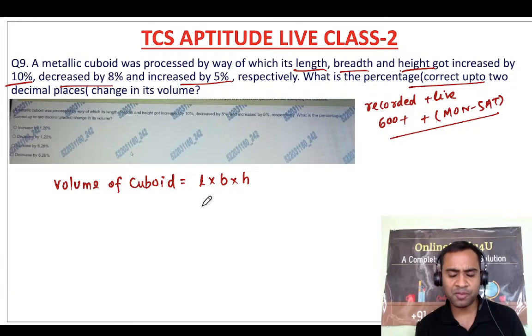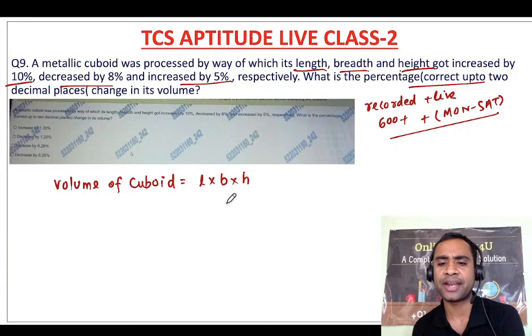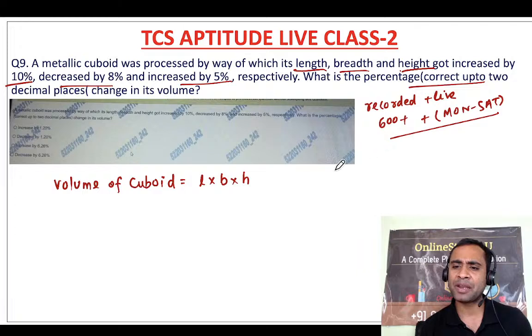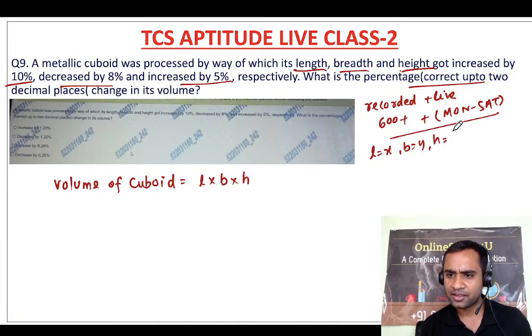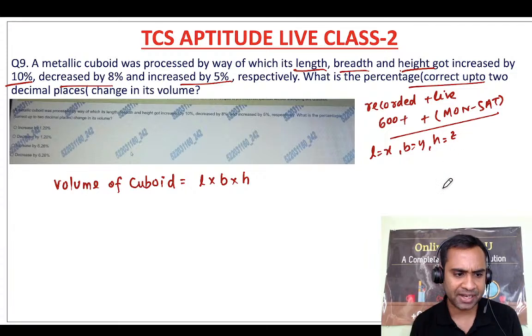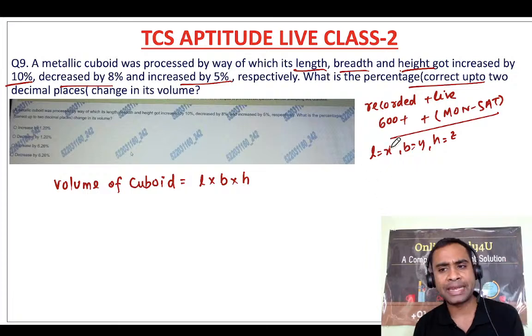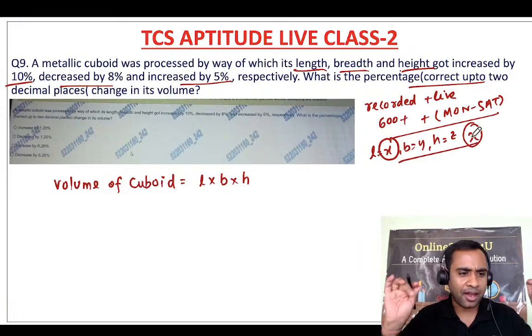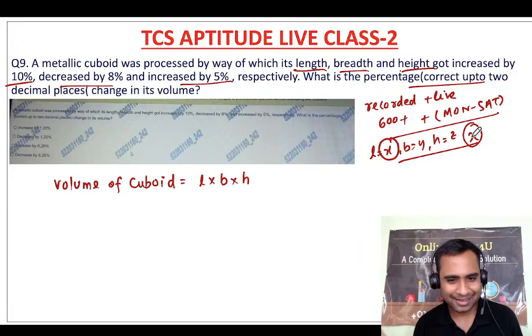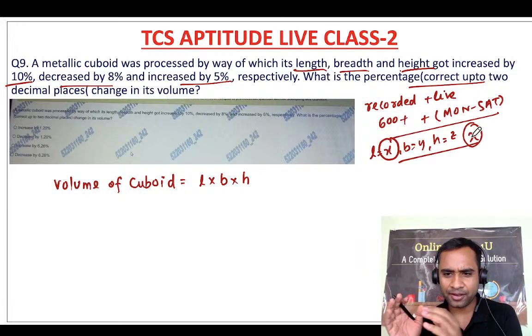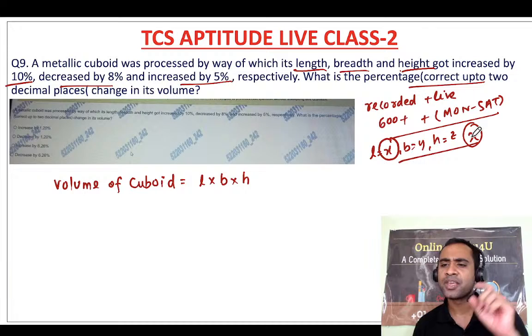Now, volume of a cuboid is length into breadth into height. Many people will take length as x, breadth as y, and height as z. Friends, I have told you multiple times, in any question or in your real life, if you take x, either in maths or in real life, problems will always increase. Agreed or not? So if you consider x, the problem will increase.